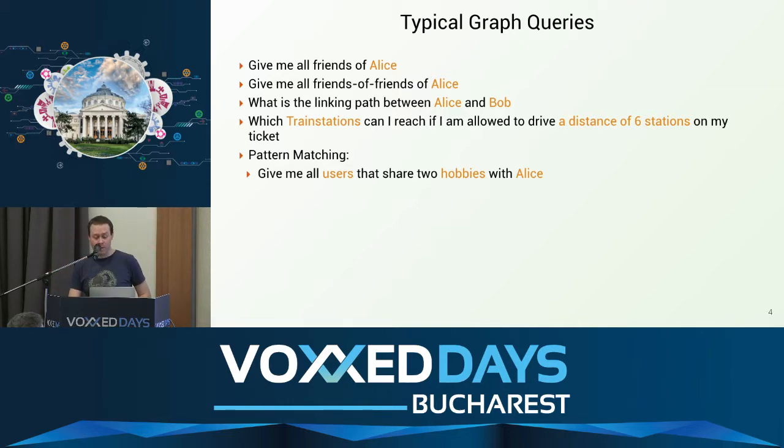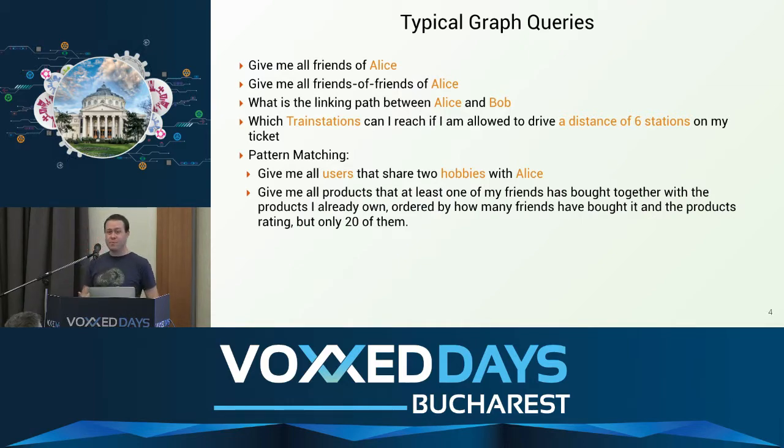And we can make it more complex. Give me all the products that at least one of my friends has bought, together with the products that I already own, because those are the products that I'm probably interested in. But please order them by how many friends are in between, and by their rating, but only the top 20, because that would be the slide you see below of Amazon. Please buy these products as well.